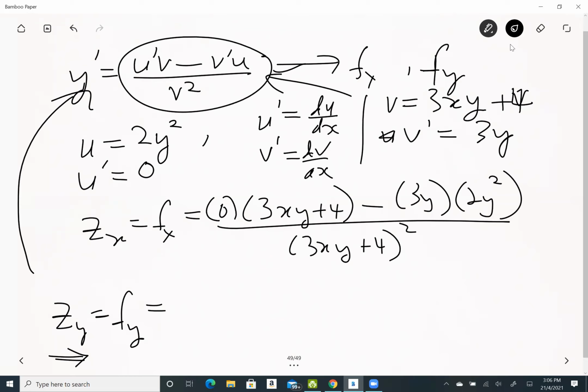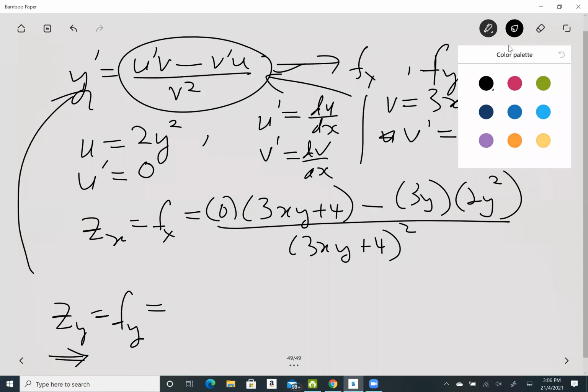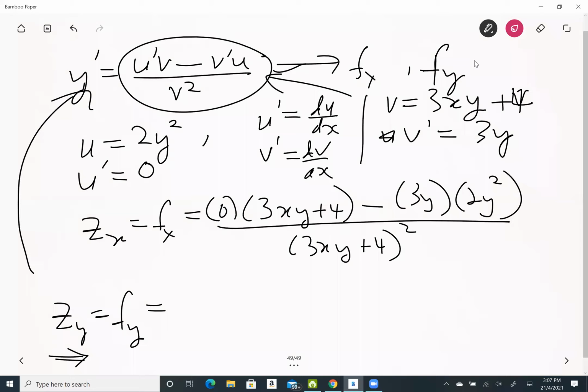So I will just do it here. I want you to do it separately, because now I don't have to write in another space. So what is u prime? Now u prime is du dy. It's no more dy dx. So you remember what we're doing is fy or zy. So what is u prime, which is du dy? What is it? 4y. Very easy.